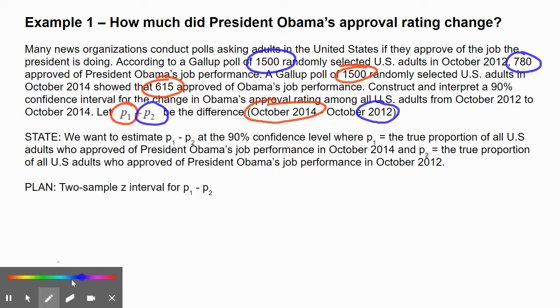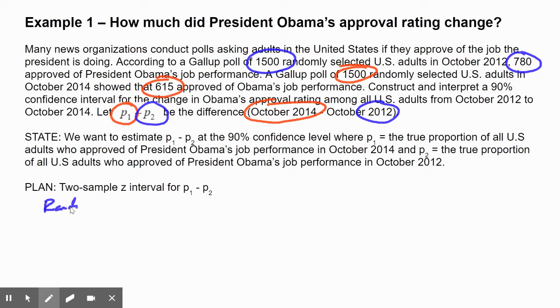Notice I've done the state step for you, and I will do that for the majority of these next sections. We want to estimate P1 minus P2 at the 90% confidence level, where P1 is the true proportion of all U.S. adults who approved of President Obama's job performance in 2014, and P2 is the true proportion who approved in 2012. Plan: we're doing a two-sample z interval for P1 minus P2.